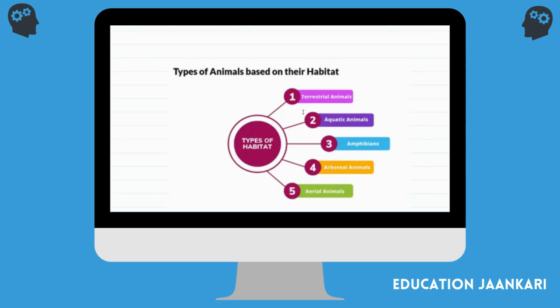Types of habitats. First one, terrestrial animals. Second one, aquatic animals. Third one, amphibians. Fourth one, arboreal animals, and fifth one, aerial animals. Okay, the fourth one is arboreal animals. Yes, ma'am. Okay, very good, Ishan. Fine.